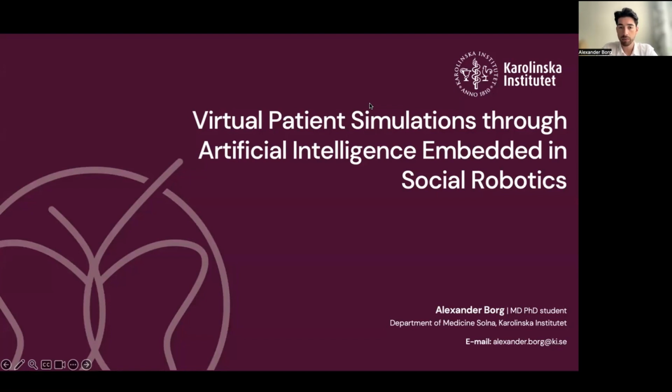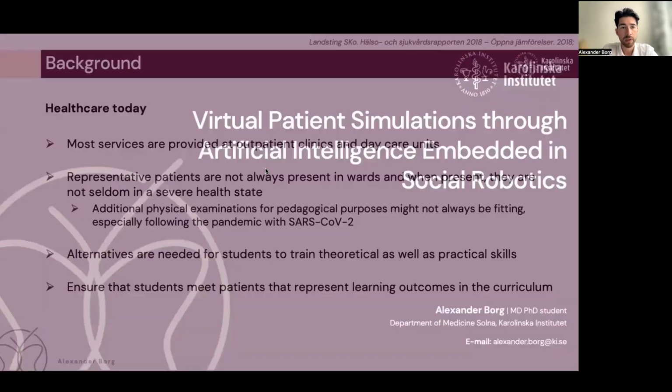My name is Alexander Borg, and I'm a medical doctor at the Karolinska University Hospital in Solna, and also a PhD student within medical pedagogy at the Department of Medicine, Solna, Karolinska Institutet.